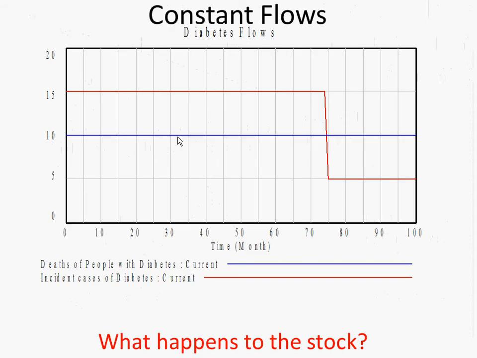Suppose that initially the inflow to those with diabetes is 15. Now suppose it's 15 for a long time, and then at time 75 it goes down to 5. What would the value of that stock, the number of people with diabetes, do? What is it doing before 75? It's increasing in a linear way, and then after that it's going to decrease. And why will it decrease?